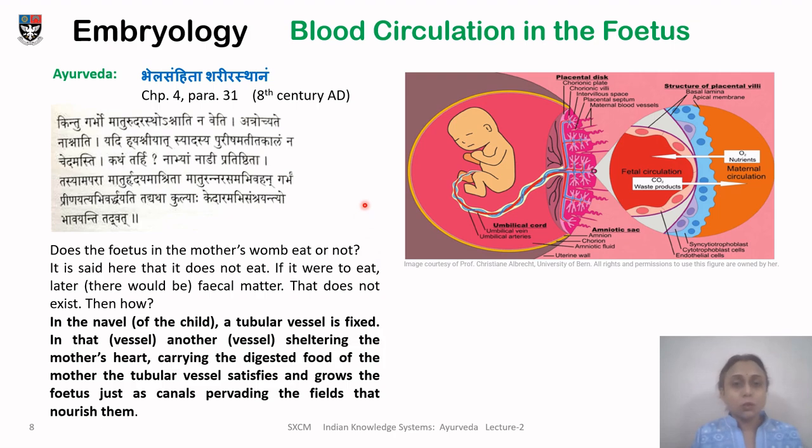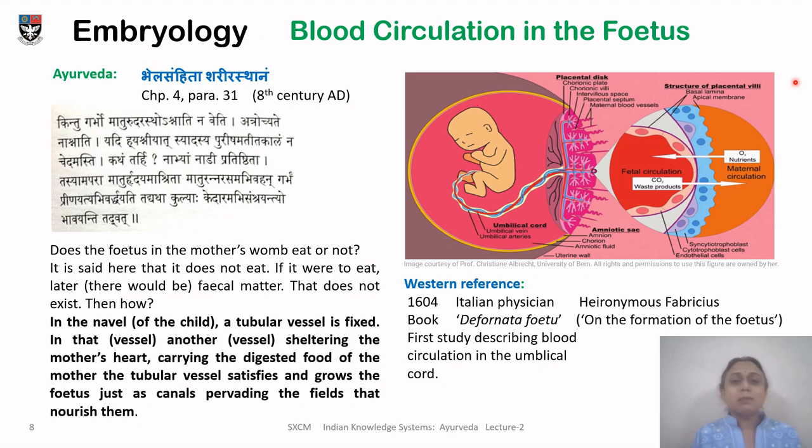So 3000 years ago, the placenta, the amniotic sac, the umbilical cord, and the blood circulation across, nutrients coming from the mother's blood into the fetus, and the waste material of the fetus being taken out and excreted via the mother's blood circulation was known. The Western reference to this came only in the 1600s, where the Italian physician Hieronymus Fabricius, in his book De Formato Foetu on the formation of the fetus, first described circulation in the umbilical cord. So we knew it many years ago before the Western world described blood circulation in the fetus.